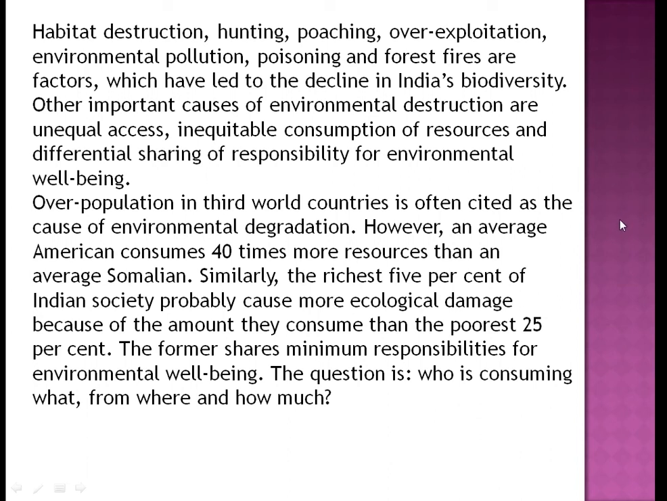Next, moving further, other important causes of environmental destruction are unequal access, inequitable consumption of resources, and differential sharing of responsibility for our environmental well-being. Next point, we are going to talk about overpopulation in third world countries. It's often cited as a cause of environmental degradation. The burden of the population is also degrading this. However, an average American consumes 40 times more resources than an average Somalian. So the Somalian point and American point you can highlight here.